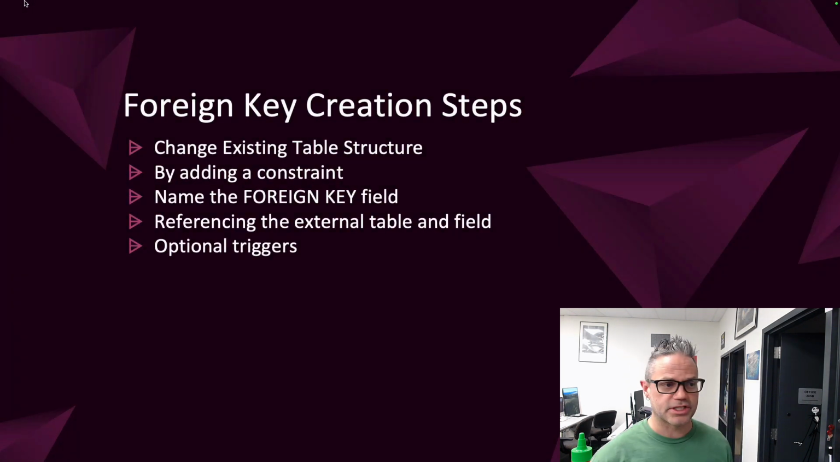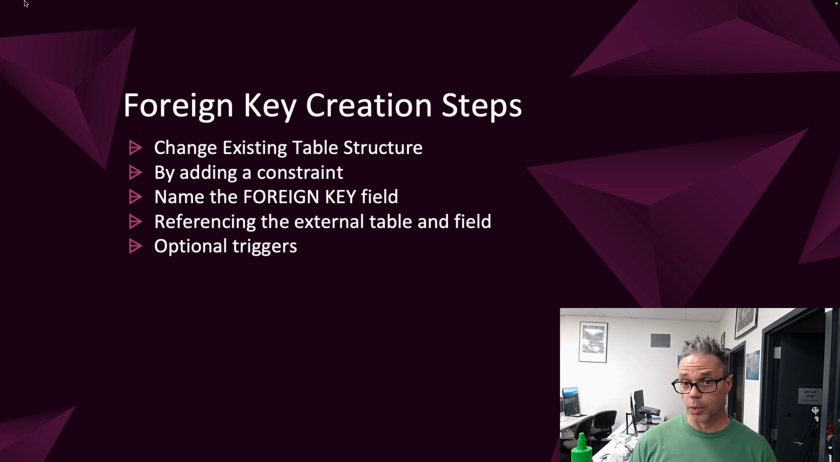So the foreign key creation steps. The first thing we have to do is change the existing table structure, like I just said. Then we add a constraint to actually talk about this. We name the foreign key field, we reference the external table and its field that we're talking to, and then we have optional triggers that may or may not exist depending on what we're working with. So those are the actual steps we use to create the foreign key.